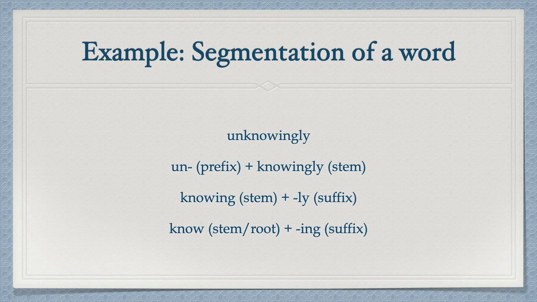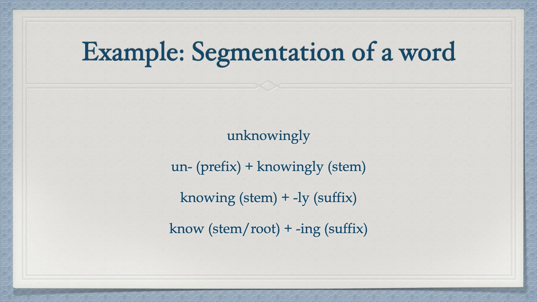Now know cannot be broken down any further. So know is the kind of stem which cannot be further subdivided. Therefore, it is the root of the word unknowingly. Know is the root of the word unknowingly.